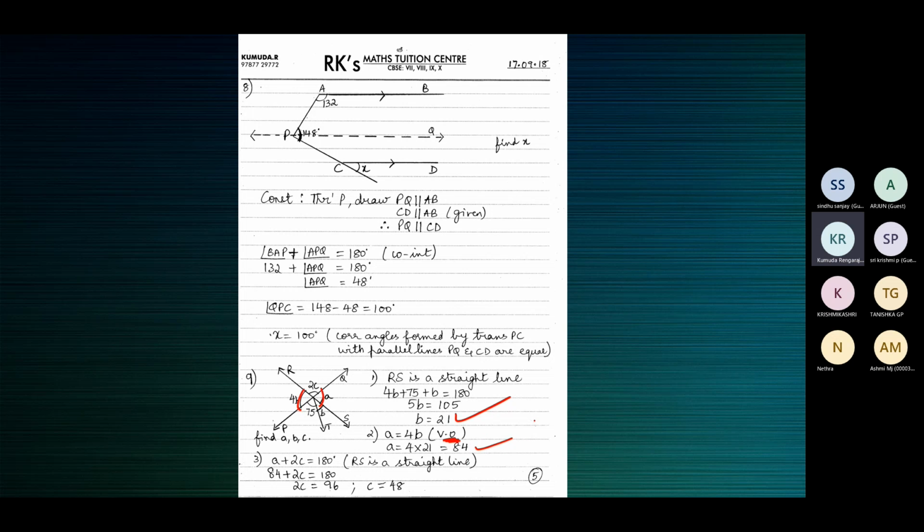Now you'll have to find C. To find C, you can use any equation, children. Don't think you should only do this. You found A and B. Now you'll have to find C. You can use any method.